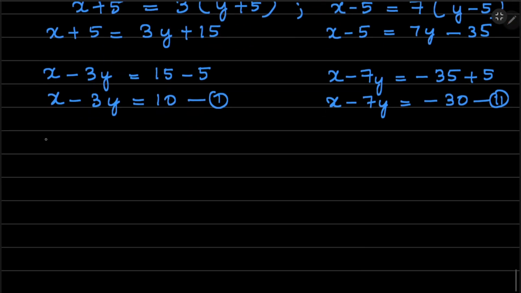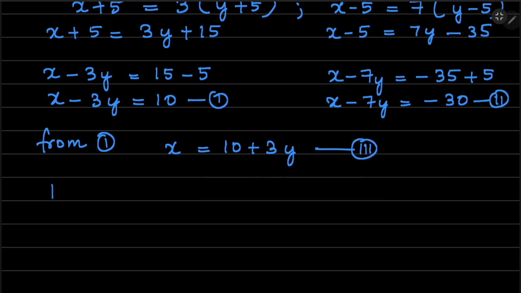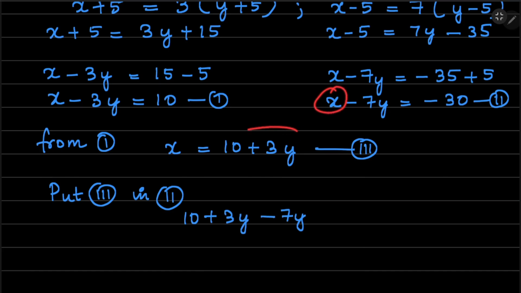Okay. So, from equation 1, I can write x as nothing but 10 plus 3y. Okay. So, let this be equation 3 because you are using the substitution method. You can put 3 in equation 2. So, what do you get? In place of x, I am going to write 10 plus 3y minus 7y. This is equation number 2. So, in place of x, I am writing 10 plus 3y minus 7y equal to minus 30. So, just solve it.